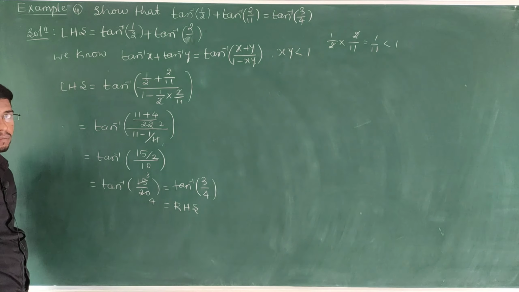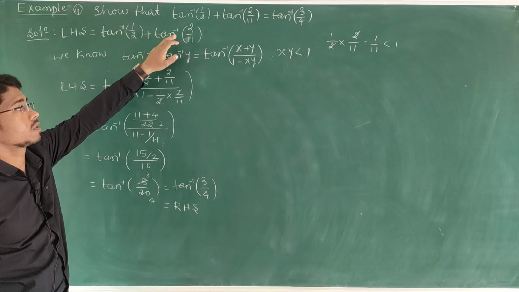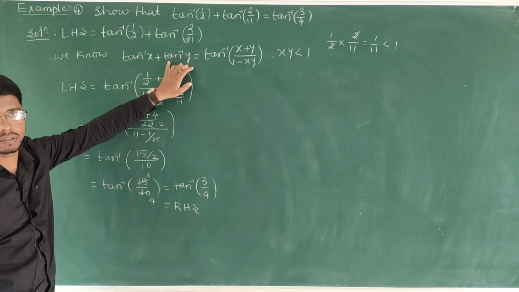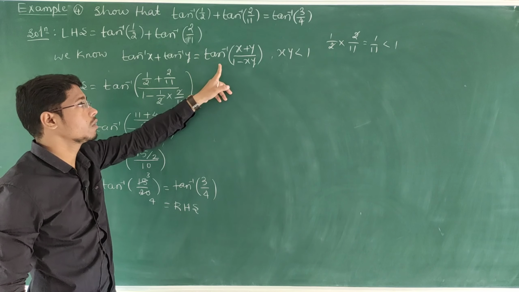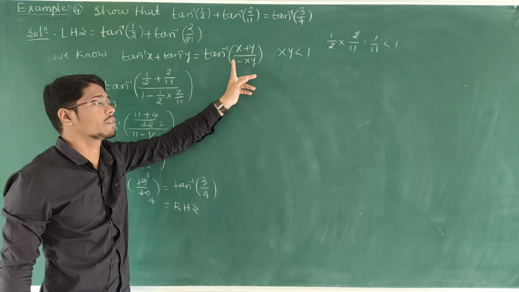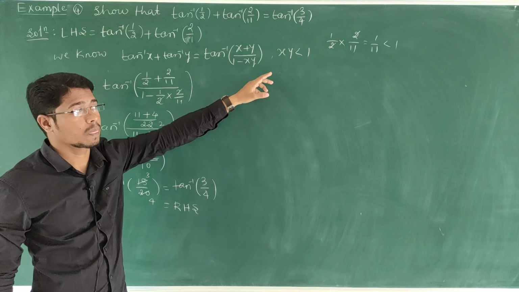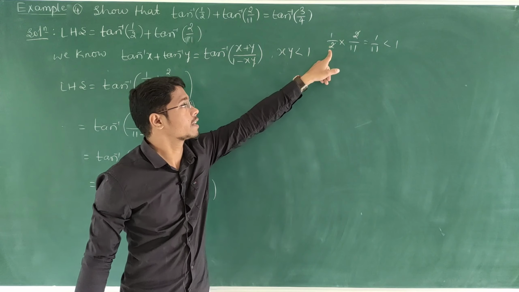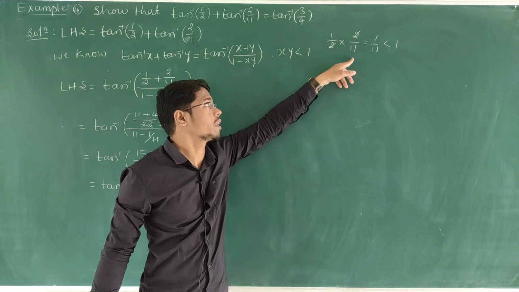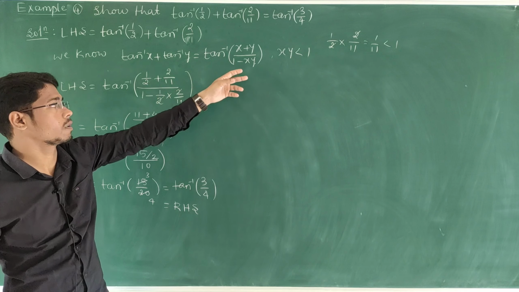Okay, very simple formula. The tan inverse of x plus tan inverse of y formula we have to use. So I used tan inverse of x plus tan inverse of y is equal to tan inverse of x plus y divided by 1 minus xy, when x into y is less than 1. First check, x is 1 by 2, y is 2 by 11, x into y, 2 gets cancelled, 1 by 11. So 1 by 11 is obviously less than 1, so we can apply this formula.